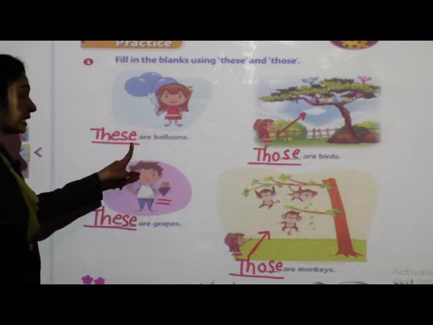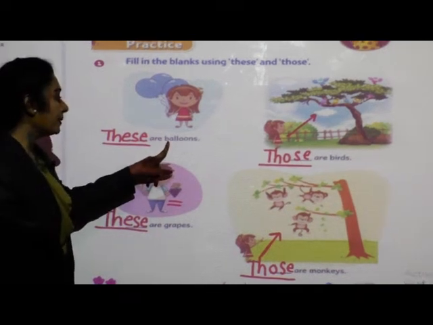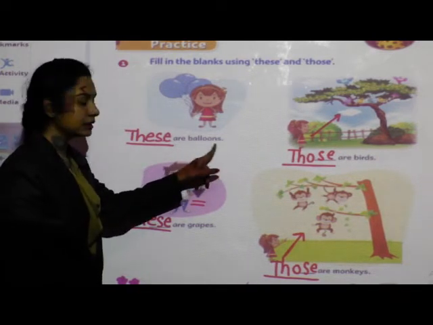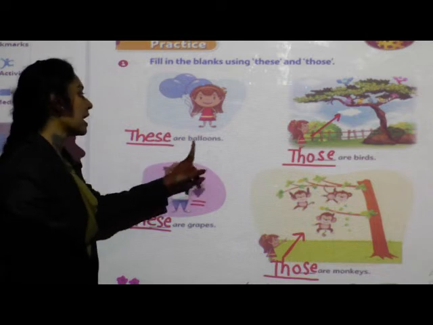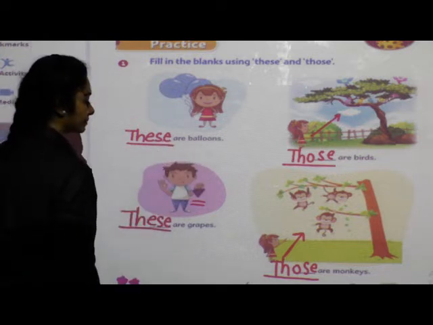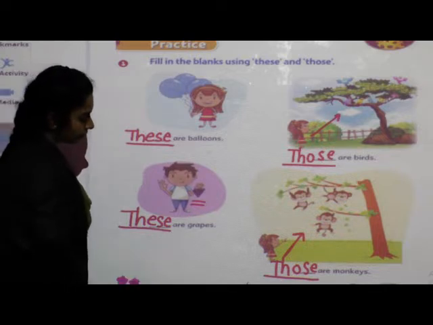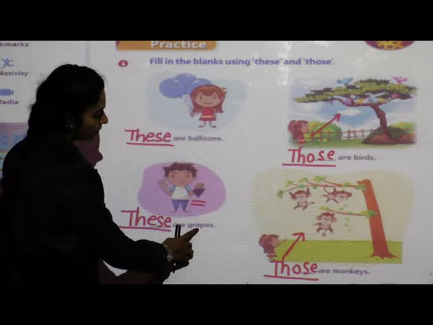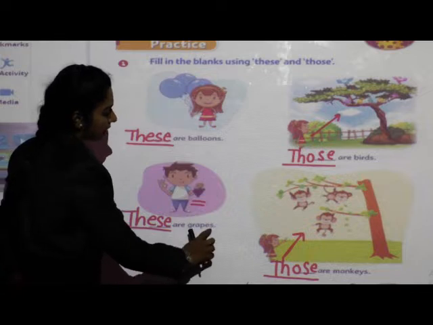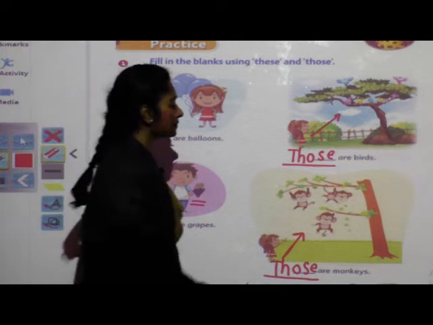Now repeat one more time. These. These are balloons. These are balloons. These. Are. Grapes. These are grapes. These are grapes. Okay. Next, come here.